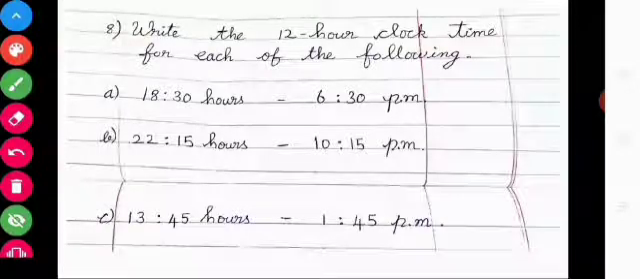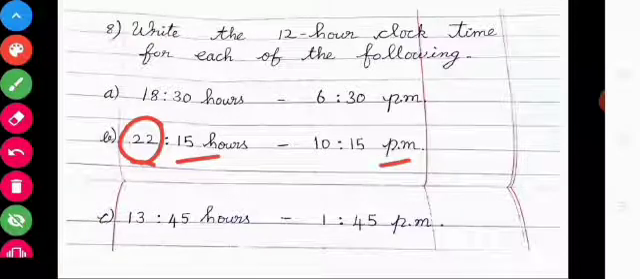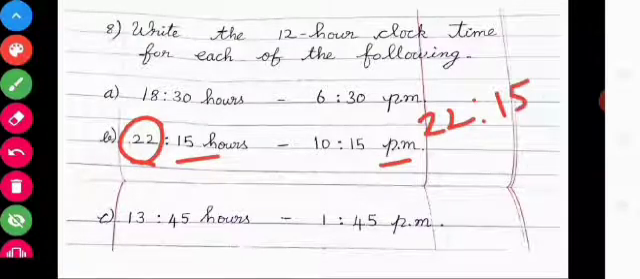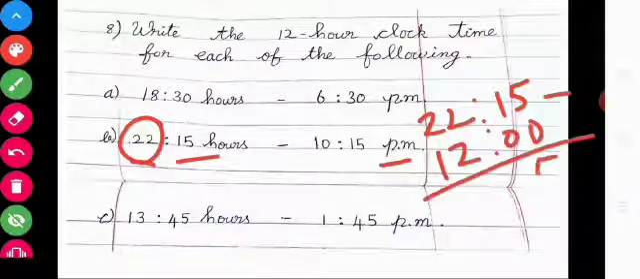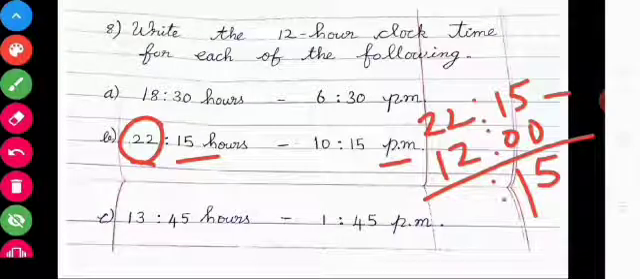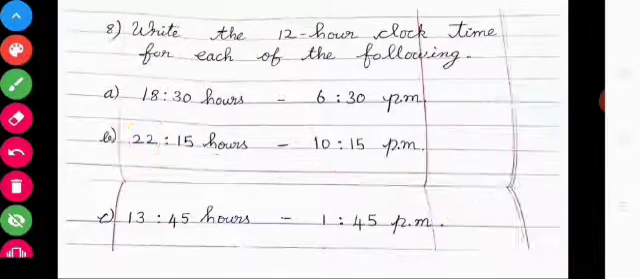See the next one, 22 hours 15 minutes. It is more than 12, so the time is in PM. So 22 hours 15 minutes minus 12 hours. 5 minus 0, 5. 1 minus 0, 1. 2 minus 2, 0. And then 2 minus 1, 1. 10 hours 15 minutes. See the next one.